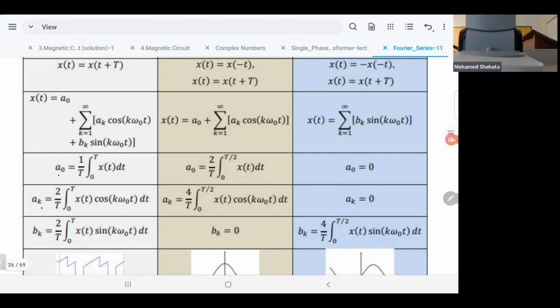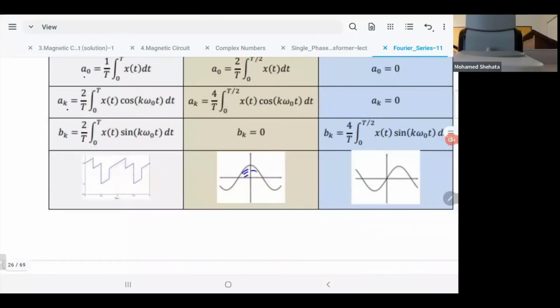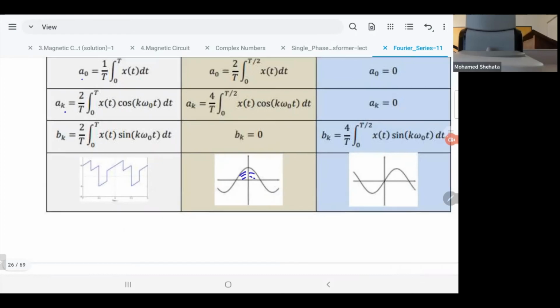Yes. What is the simplification? In the normal case, you say a naught is the average. You make the integration from 0 to T and then divide by T. When it's even, you don't have to make the integration over the whole period. It's enough to make it over half period, from 0 to T over 2. You make the integration over the half period and then multiply by 2. Why? Because it's even, the negative part here is like the positive part. So why make the whole integration? Make half of it, multiply by 2. Don't take it over one period, only half period. So that's another simplification.